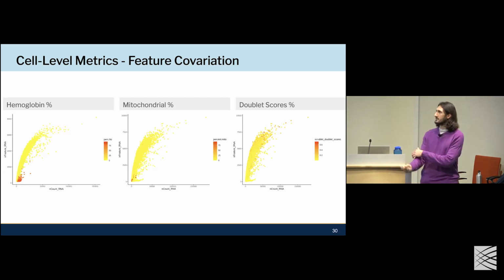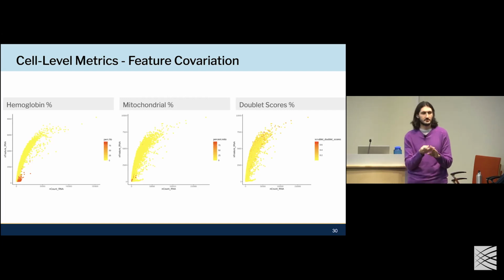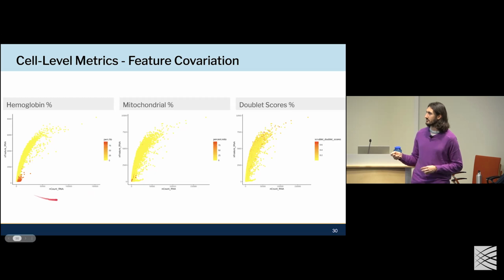And when we're looking at these cell level metrics, which I mentioned before one by one to see how they could help us, just looking at them one at a time is not enough. We need to see how these things vary together. For example, we can look at the number of counts, the library depth, the number of transcripts detected for each cell, and the library complexity, the number of genes detected. As we increase the number of counts, we increase the number of features detected. But sometimes, if we look at the hemoglobin percentage, it's very high down here. So if we were to remove all of the cells that have less than this number of counts and less than this number of features, we would be removing all of our red blood cells.